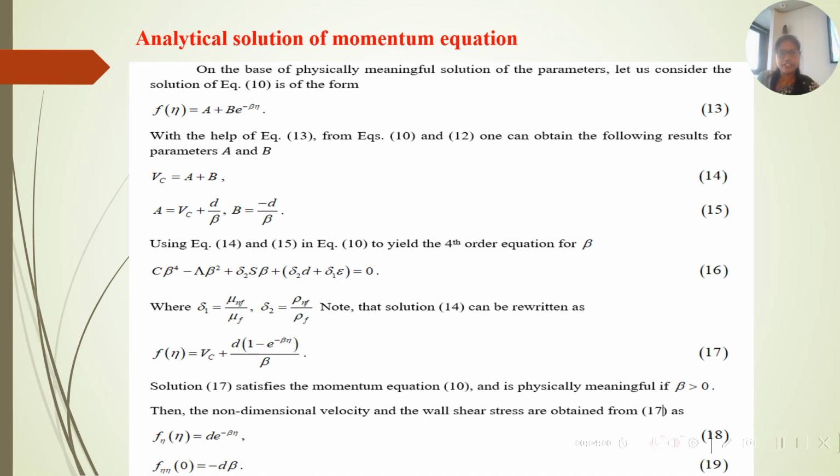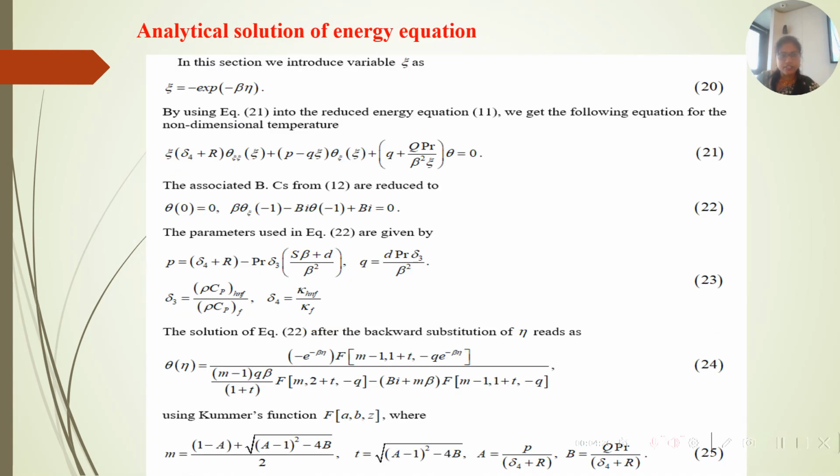Then we come to the analytical solution of the momentum equation. By assuming the solution of the ordinary differential equation using the Crane reference, it is substituted in the momentum equation to get the solution in terms of a fourth order equation. By solving this equation using Mathematica, we can draw graphs. Then the analytical solution of the energy equation. In this section, we introduce a new variable xi. Using this xi variable, we can solve the energy equation. Then we express this energy equation in terms of Kummer's function.